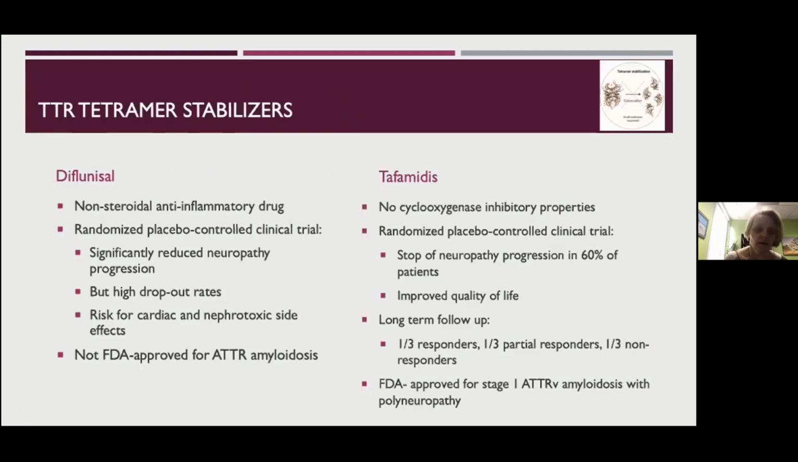Tafamidis is also an anti-inflammatory drug, but it does not have the cyclooxygenase inhibitory properties. And that's why there's also less risk for cardiac and nephrotoxic side effects. In a randomized placebo-controlled clinical trial, it stopped neuropathy progression in 60% of patients and showed an improvement of quality of life. Long-term follow-up showed that a third of patients were responders, a third partial responders, and a third non-responders. It is currently FDA approved for stage 1 amyloidosis with polyneuropathy.